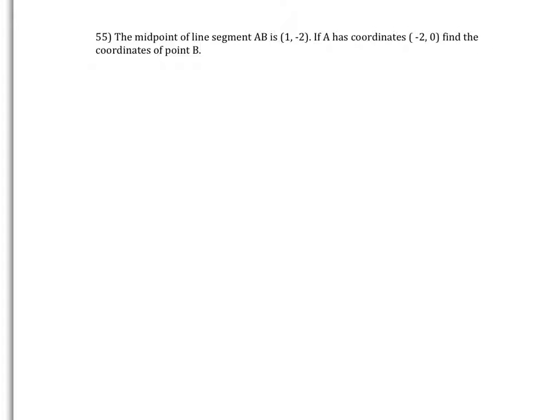So number 55, we're given that the midpoint of line segment AB is at the point 1, negative 2. And A has coordinates negative 2, 0. And we're being asked to find the coordinates of the other endpoint, B. So one way to do it is by taking your points and plugging them into the midpoint formula.